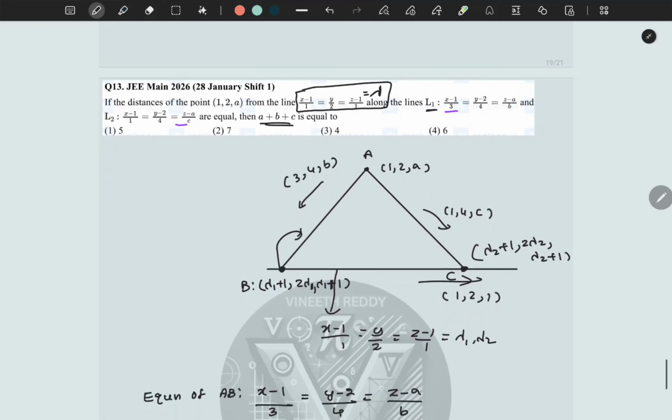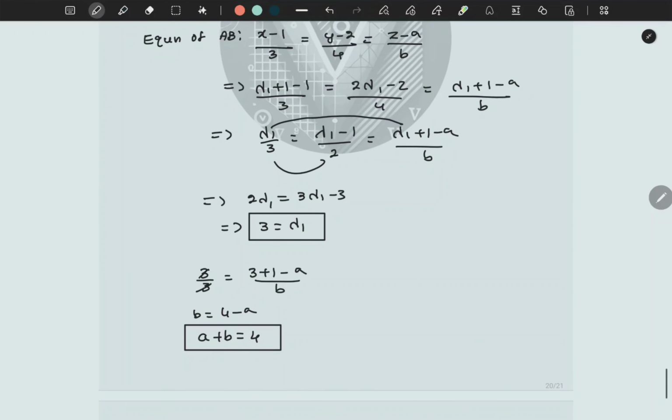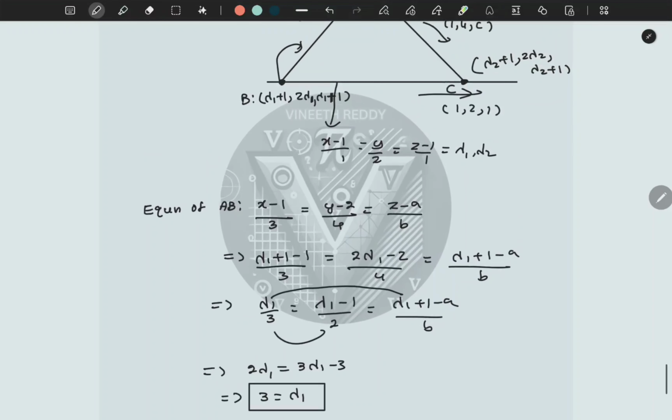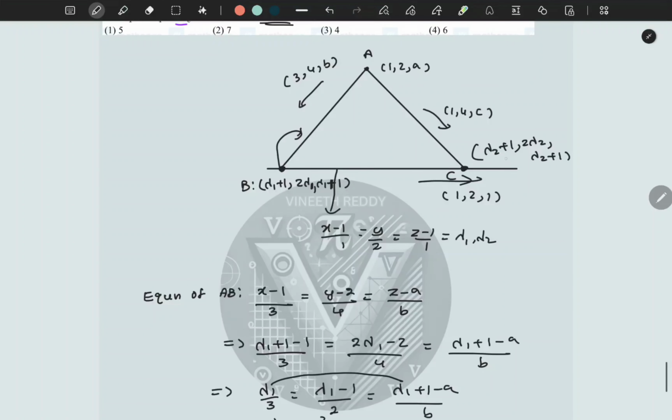C need not be positive, right? So, okay, fine. Now what else can be done? Okay, let us say this is equation 1. So let us repeat the process for the second line. Now this point C also lies on this line AC, equation of AC. So let us find equation of AC.